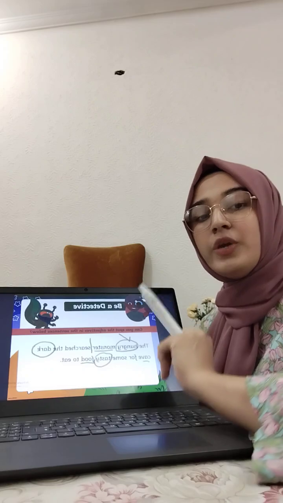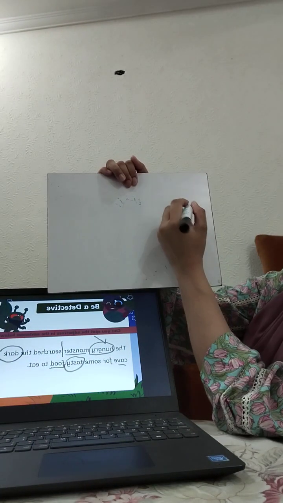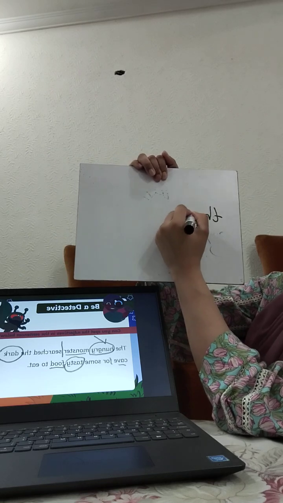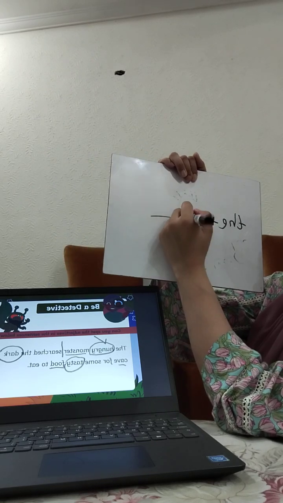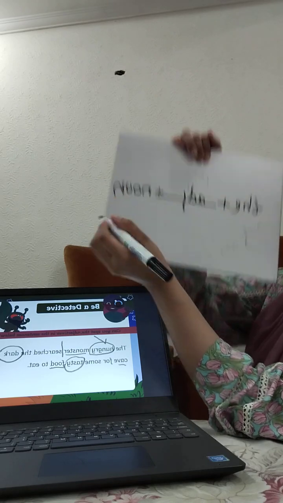Now, we need to see that a noun phrase is a combination of an article, plus an adjective, plus followed by a noun.